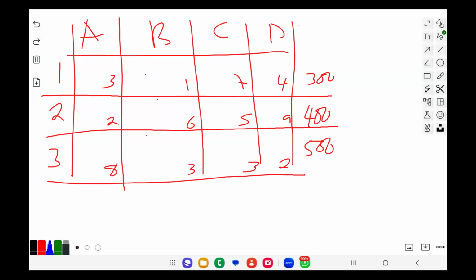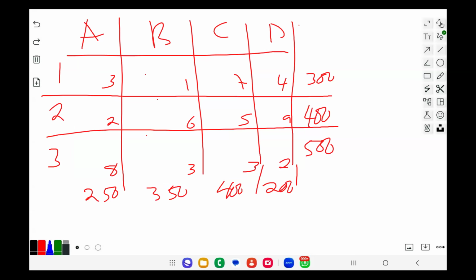Then the demand, as usual, is 250, 350, 400, and 200, right? Yes. So put together, this is what we have. We know that it is already balanced.